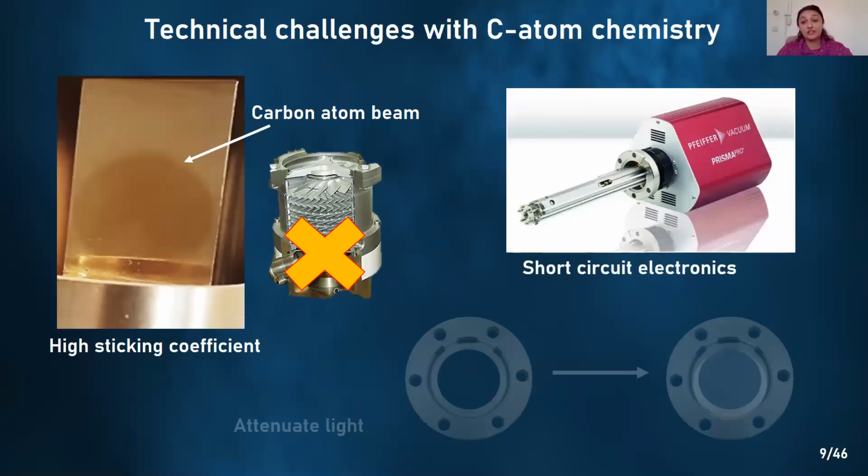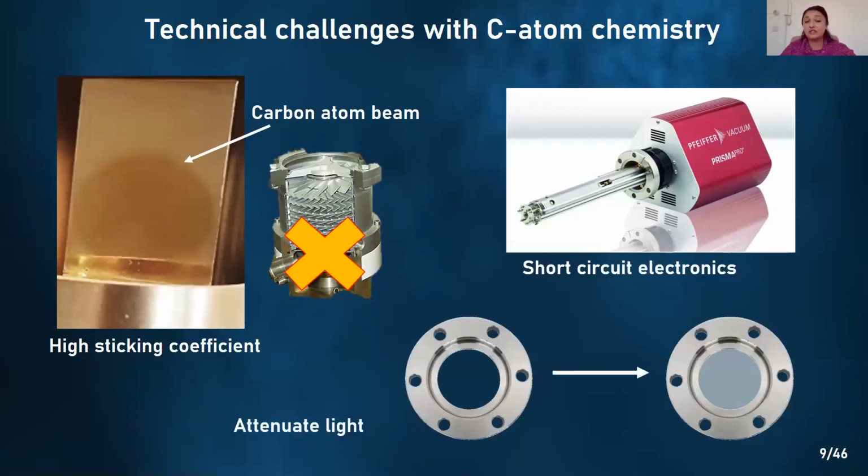Carbon can also short circuit electronics. This is a true story. This is not my true story, but this is a true story. And if the entire beam is not focused, you can easily have unwanted coatings of carbon. But anyways, we were able to get through these obstacles, and the first science project was to actually form methane starting from atomic C and H.